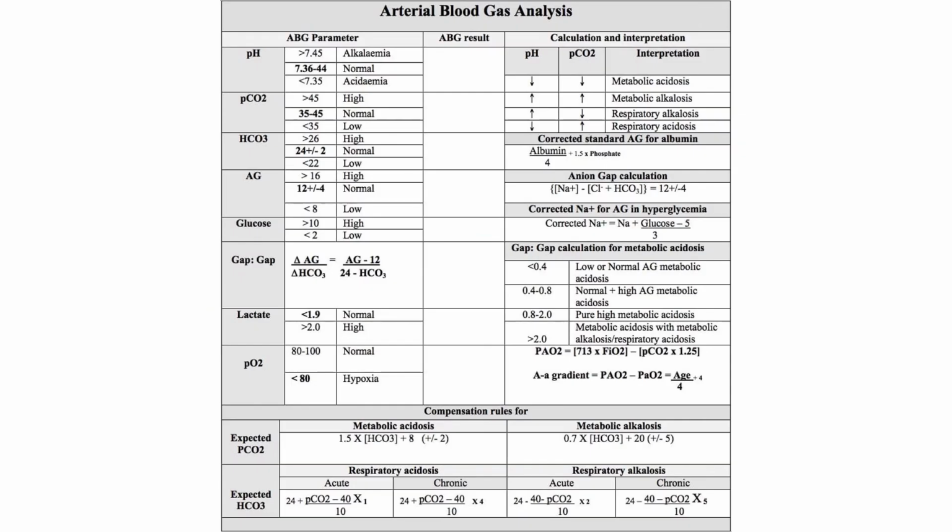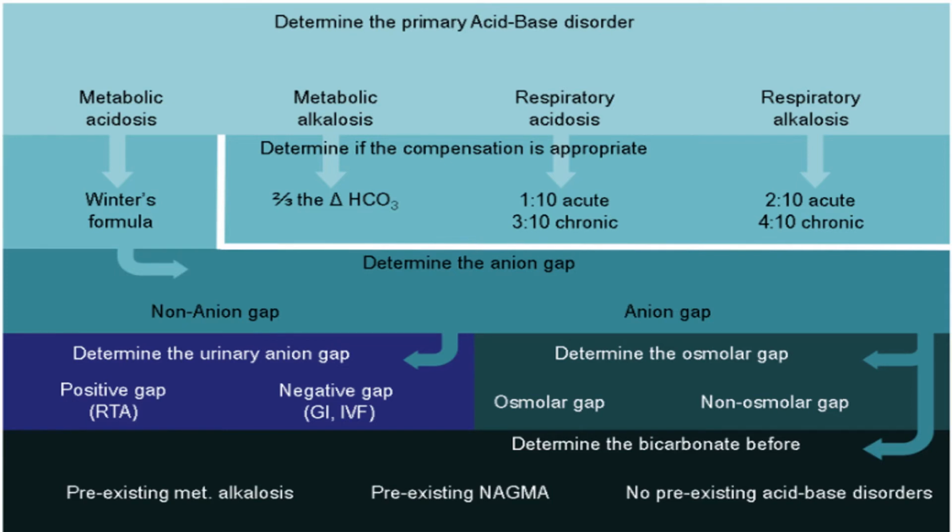Next, here we have a quick summary table of things you should look out for on the ABG. If you guys want to print this out before interpreting an ABG and help organize your thoughts, I found this to be pretty helpful on the wards. Okay. And here's our algorithm again. So let's do a quick summary just to make sure we've understood everything.